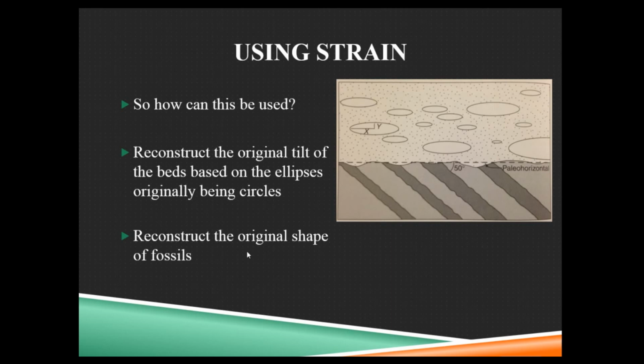Also, it can be used to reconstruct the original shape of a fossil. If you've got a concretion next to a fossil, the concretion is something that always forms a sphere. It's now an ellipse. The fossil is something you don't know what it used to look like because maybe it's a new discovery, or you hope it is at least. But if it's in that same rock with that concretion that's been compressed, you know the fossil's been compressed. It can help you reconstruct its original shape.